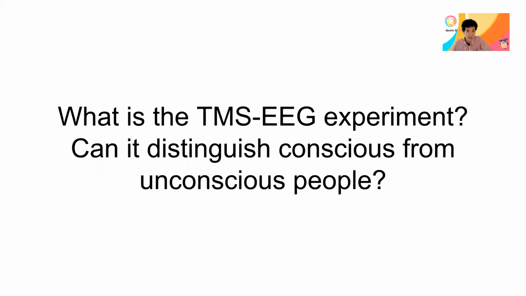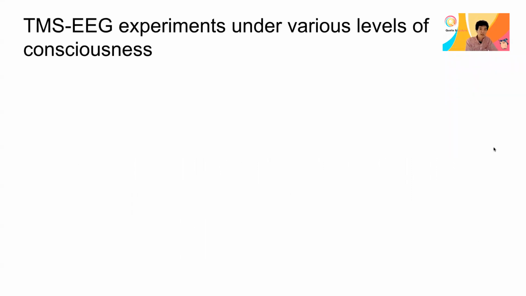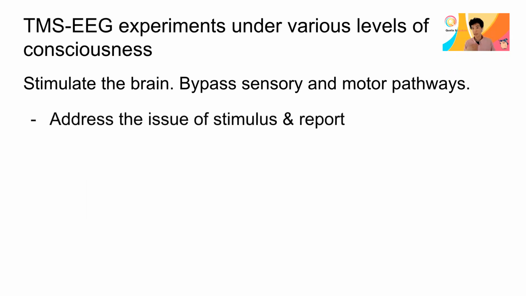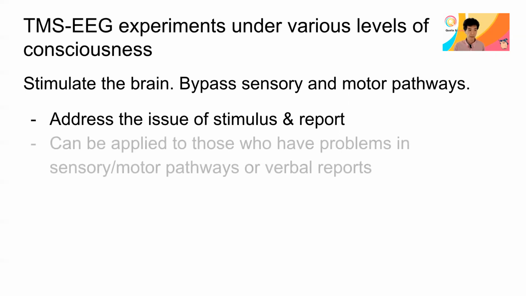What is the TMS-EEG experiment, and can it distinguish conscious from unconscious people? TMS-EEG experiments on the various levels of consciousness have already been done. They did this by stimulating the brain, bypassing sensory and motor pathways, and that addresses the issue of the stimulus and report paradigm. Even without stimulus, even without reports, people are conscious. So by bypassing sensory and motor pathways, we may be able to directly probe consciousness per se.